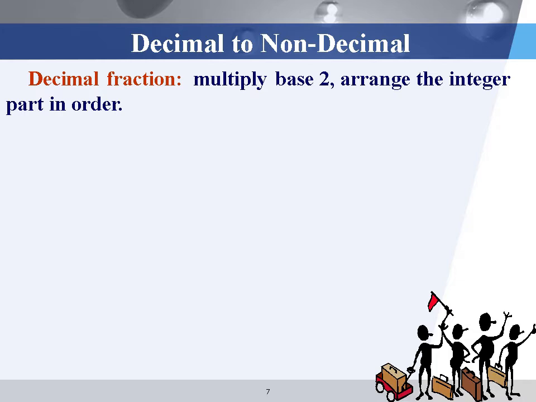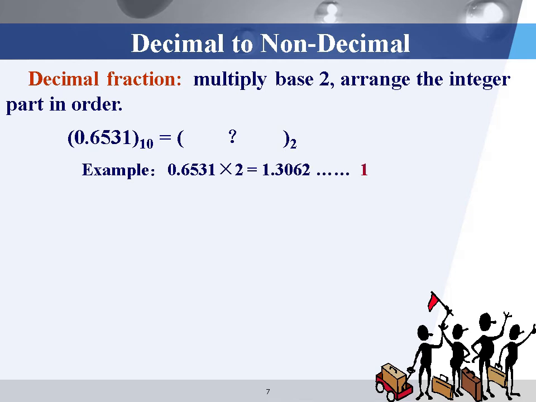We are going to multiply the fractional part by 2, and then we are going to arrange the integer parts in the same order as we get them. For example, we have 0.6531 in decimal, and then we are going to multiply this number by 2. So we get 1.3062, and the integer part is 1. So we are going to remove the integer part and then multiply by 2 again.